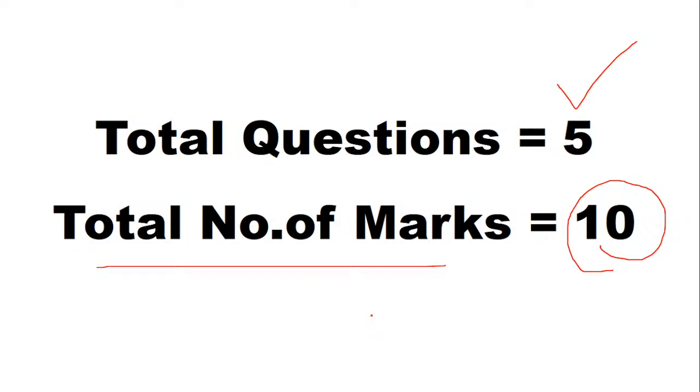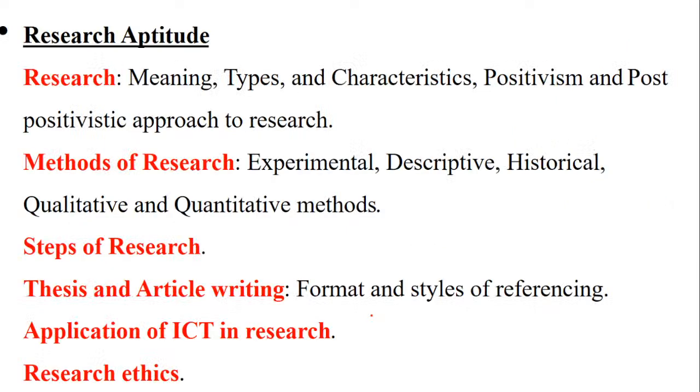I'll come to it. Now, when we talk about syllabus, let's quickly revise what we have in research aptitude. We have research, wherein we have seen meaning, types, characteristics. We have studied the approach, that is positivism and post-positivist approach. What are the meaning, what type of approaches they follow, and what type of studies they are involved in. So we have seen this in detail. If anyone doesn't know about this approach, please refer to my theory class. This is very important. You definitely get a question on this.